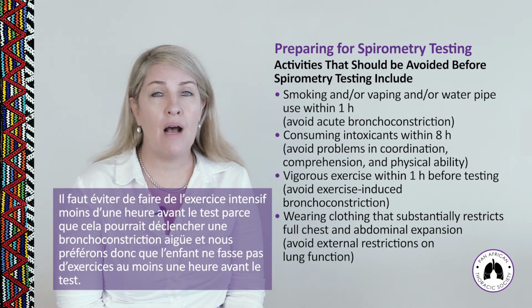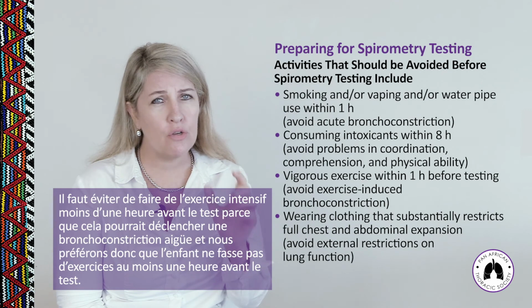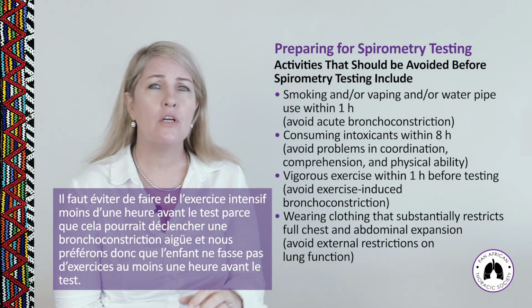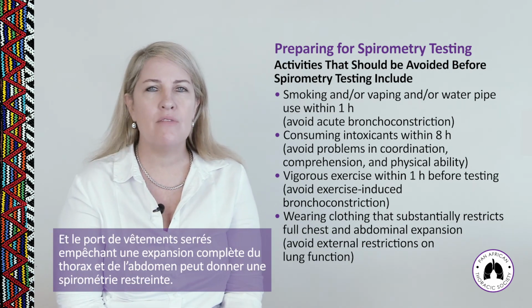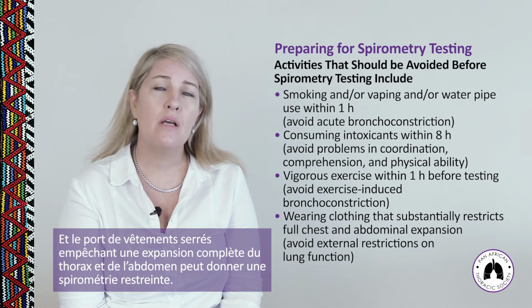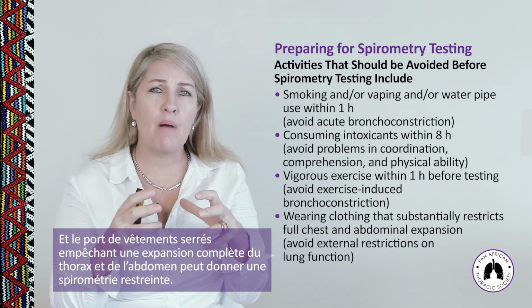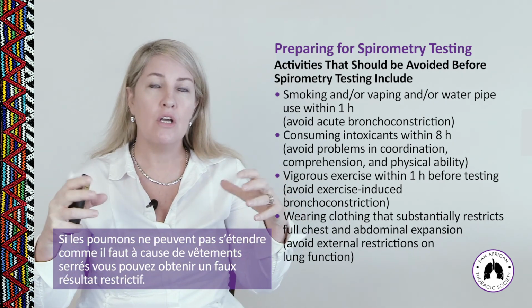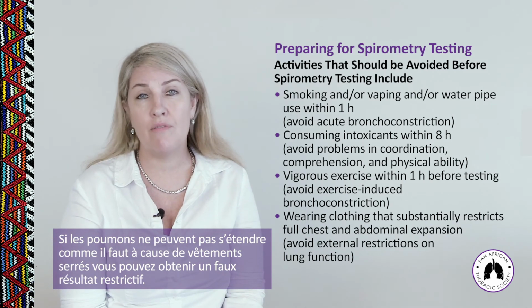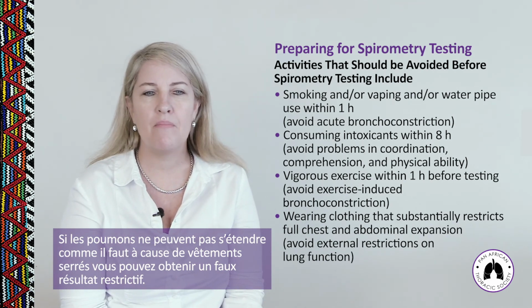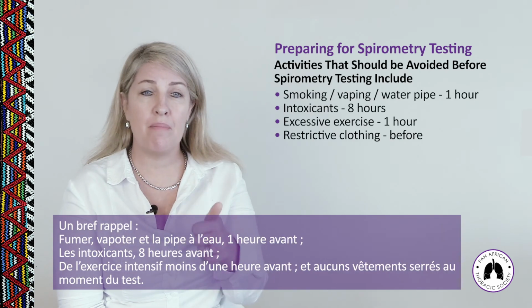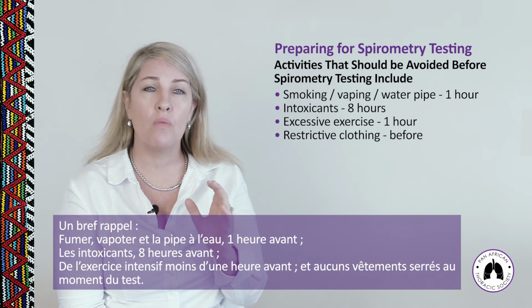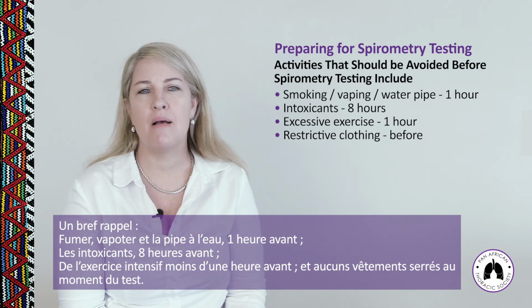Performing vigorous exercise 1 hour before testing can cause the child to have an acute exercise-induced bronchoconstriction, so we would prefer no exercise within an hour of testing. And wearing clothing that substantially restricts full chest and abdominal expansion can lead you to have restrictive-looking spirometry. If the lungs can't expand as they should due to tight clothing, you can have a restrictive result, which would be a false result, obviously. So they need to make sure that they've avoided those 4 things. Just to recap, smoking, vaping, and a water pipe within 1 hour, intoxicants within 8 hours, excessive exercise within 1 hour, and no restrictive clothing at the time of testing.